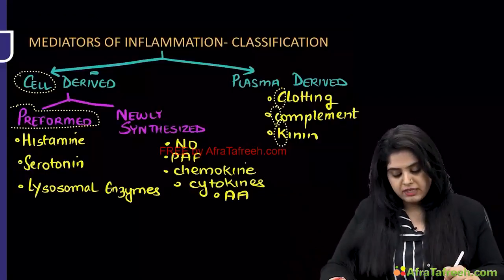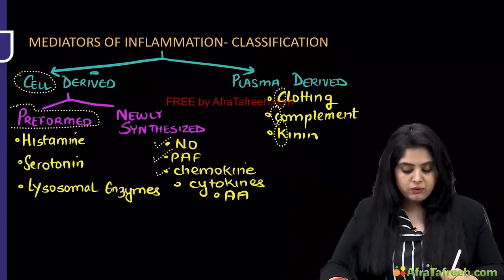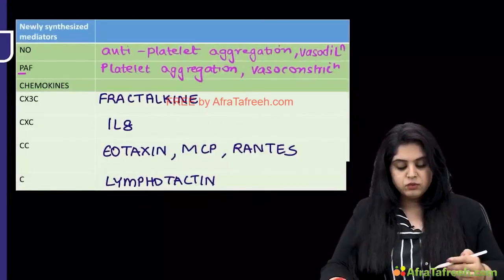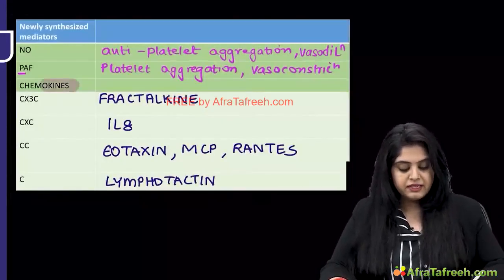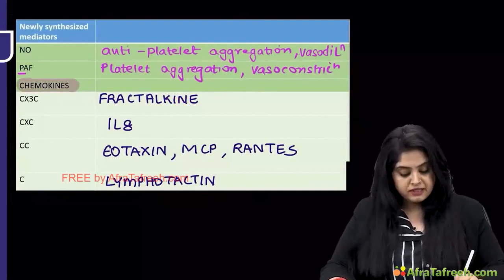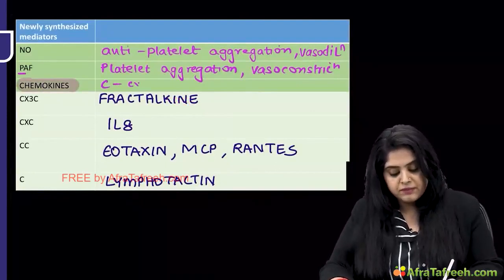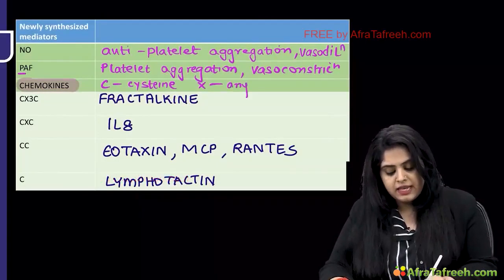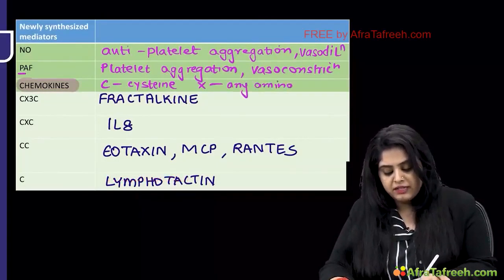So when I go to this table, nitric oxide done, then platelet activating factor done. Now I'll do chemokines and cytokines. Starting with the chemokines, I think everyone knows that chemokines are divided into this family, where the C refers to cysteine and X refers to any amino acid. Any other amino acid on this planet will be X.